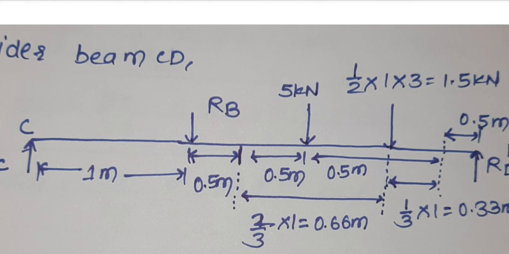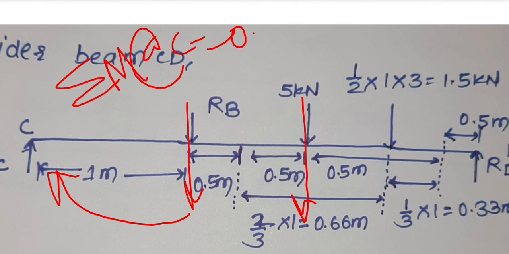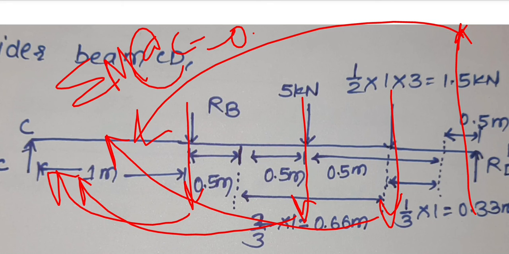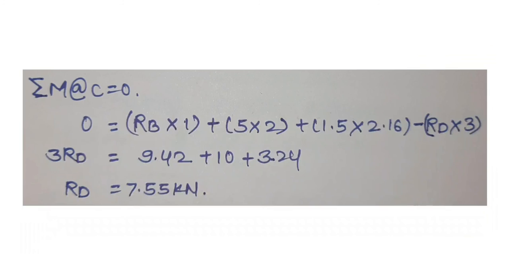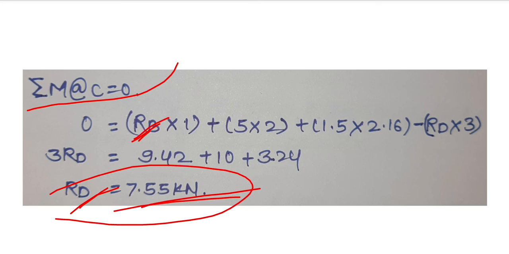Now, further solving, we will take the summation of moment at point C equal to 0. This RB is in downward direction, so it will be clockwise. This 5 kilonewton will be clockwise. This 1.5 kilonewton will be clockwise. And this RD is in upward direction, so it will be anti-clockwise. Considering the distances of them, what do we get? We know the value of RB is 9.42. We put that and we get RD equal to 7.55 kilonewton.